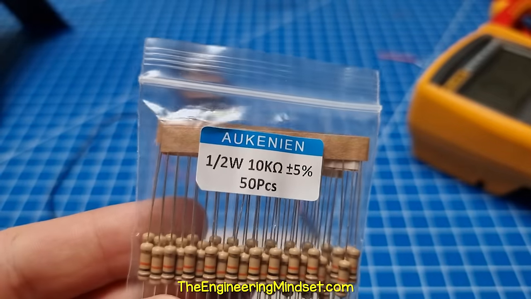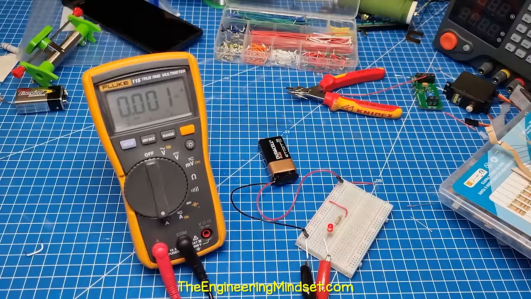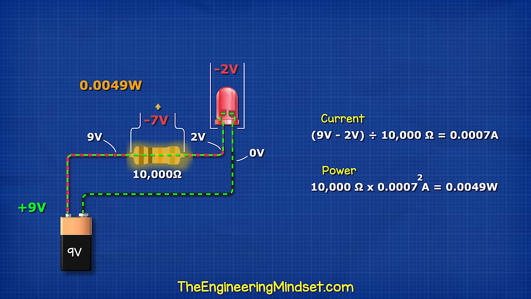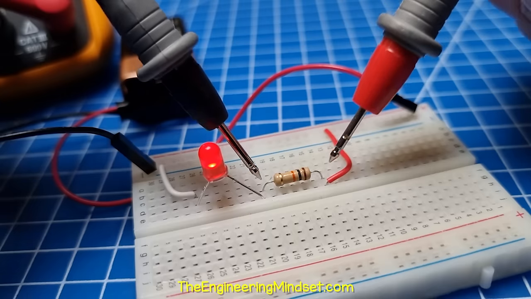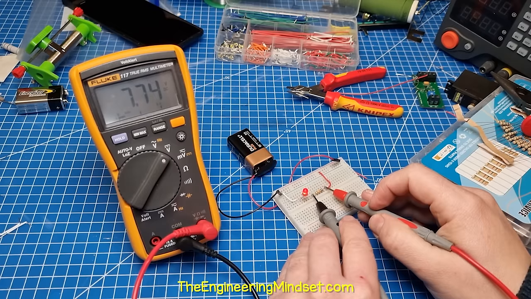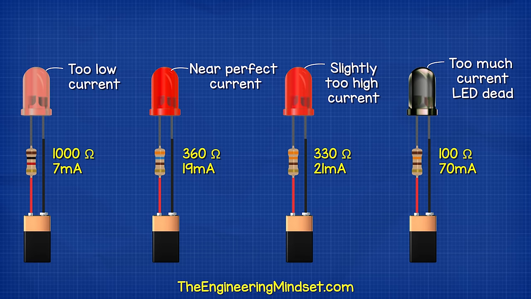If we use a 10 kilo-ohm resistor, the LED is very dim. The current is around 0.0007 amps, but we still have a voltage drop of 2 volts on the LED and 7 volts on the resistor. The resistor is just limiting how many electrons can flow.